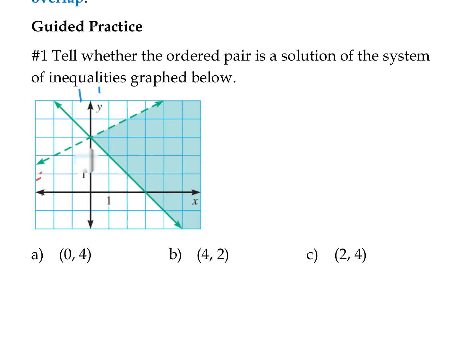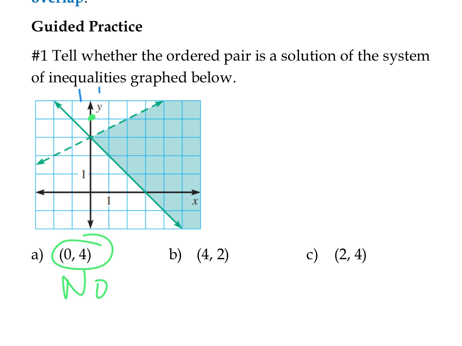Okay, so now we're going to want to check a point. Let's take the point 0, 4. All right, so the point 0, 4, if we look at where that point would be located, let's do that here in green. 0, 4 would be the point right here. 0, 4 would not be a solution for that system. It would be a solution for that solid line. It's on the side of the solid line that would be shaded, but it's not a solution for the entire system. So no, that's not a solution.